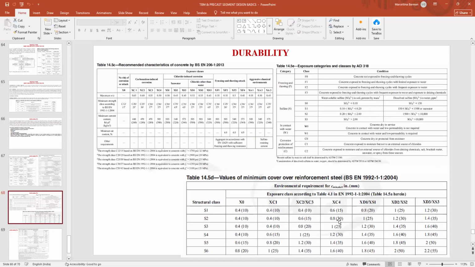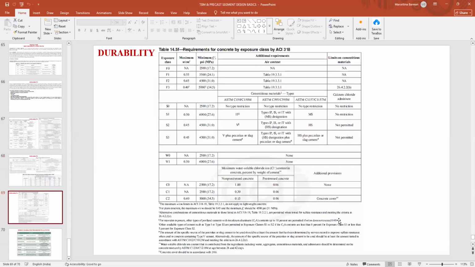It depends, because in Lucknow it might be different, in Calcutta it might be different. For all the exposure classes and as per the structural class, we specify the minimum cement content and the minimum compressive strength of the concrete. This is the requirement of the concrete as per ACI 318. This is the standard exposure class.